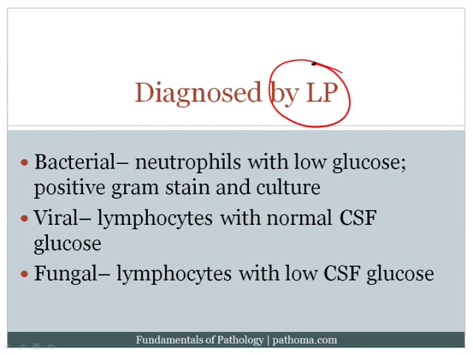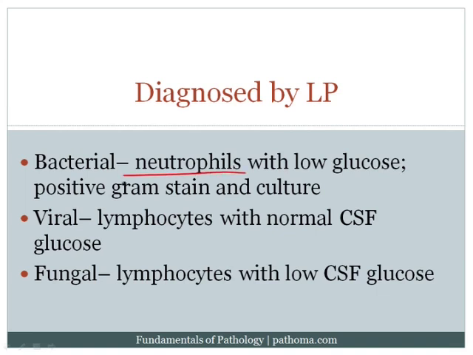Board examiners also like you to know that when you do an LP, you're actually going to go through a few layers. You go through the skin, and then you cross the ligaments. Then you'll enter the epidural space. You'll cross the dura, and then you'll cross the arachnoid, but you will not pierce the pia, and that's particularly high yield. Again, you will not pierce the pia. Once you obtain your fluid, you can then analyze the fluid to determine the cause.